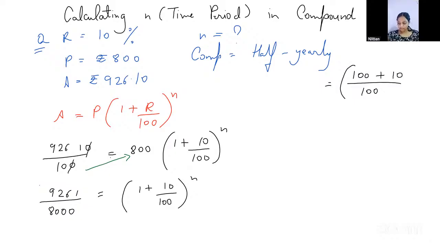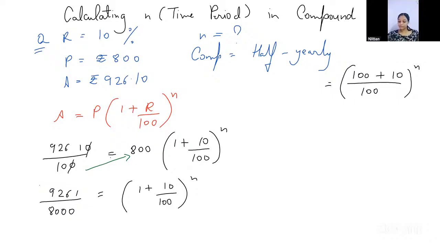Ma'am, isn't it 926.10? Yes, Abraham, it was 926.10. I removed the point and put 100 beneath it. When I put 100 beneath it, it became 92610 by 100. So I cancelled 10 of 92610 and 10 of 100. So it became 9261 divided by 10, because I removed the decimal.